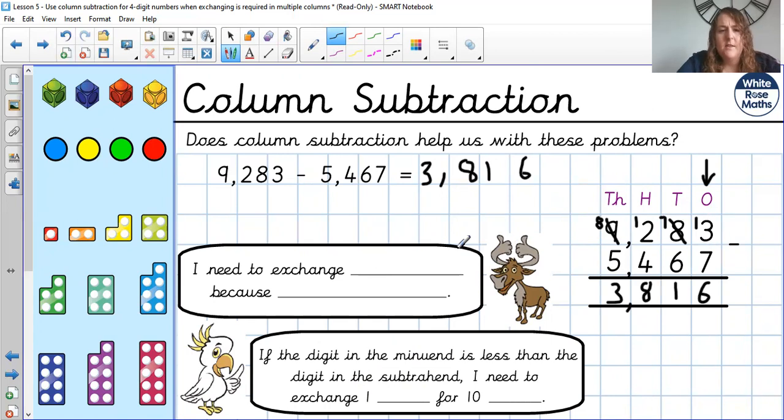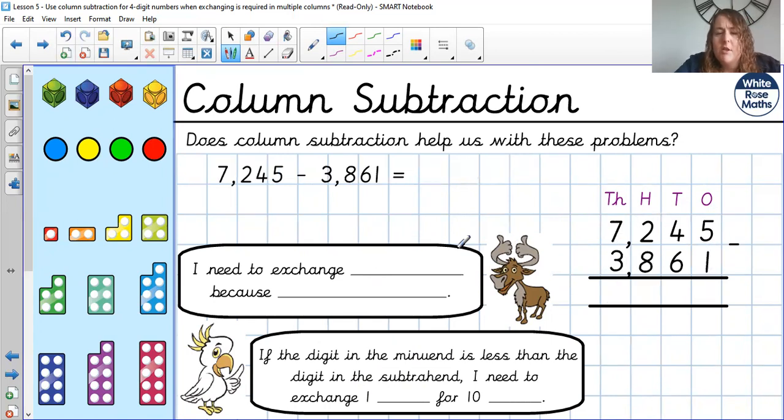Okay, let's do another one. This time, 7,245, subtract 3,861. Okay, so again, starting in my ones column, make sure everything's lined up first. 5 take away 1 is 4. I can do that. 4 take away 6, I can't do.